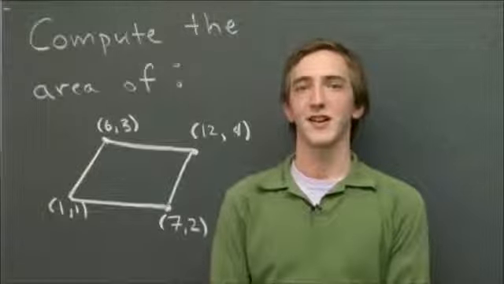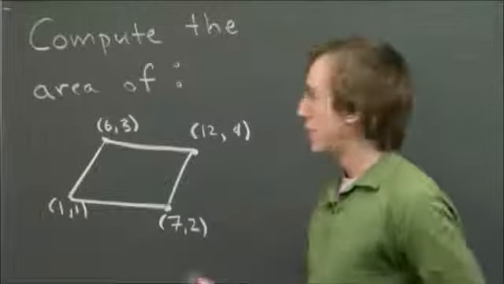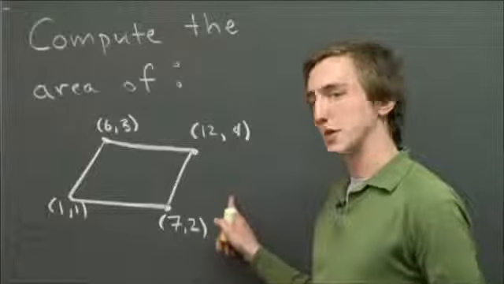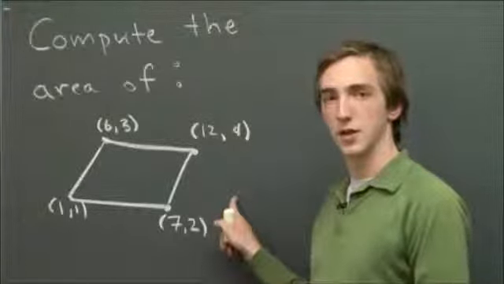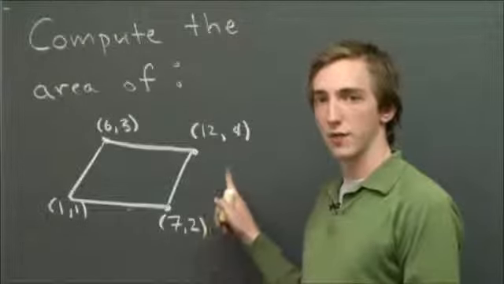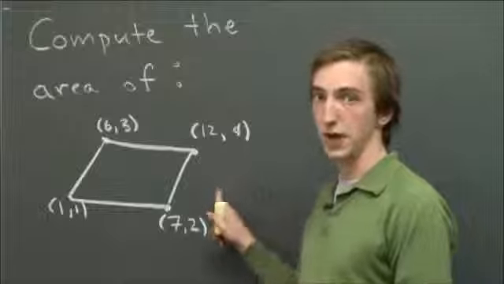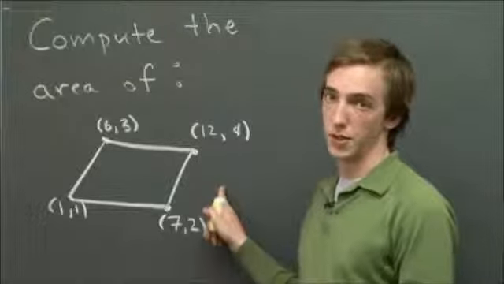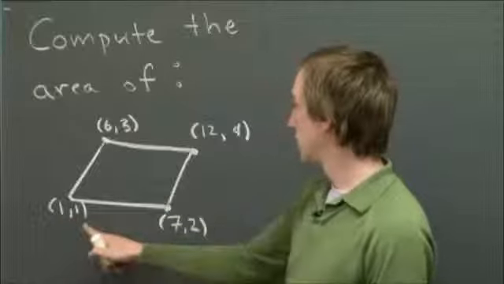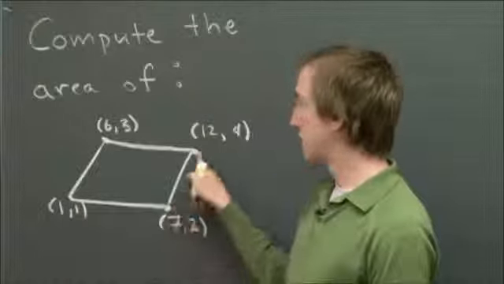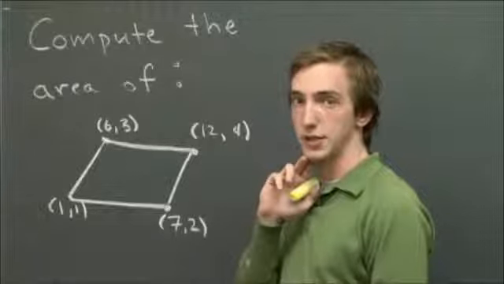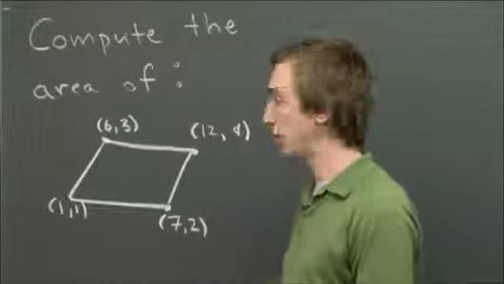Okay, so let's get started on this problem. The first thing that we need to be careful about is that we know we want to take a determinant, but determinants of pairs of vectors make sense. Determinants of points do not make sense. So here we have these 4 points, which are the endpoints of the parallelogram, and what we need to do from these 4 points is get some vectors that we can compute with.